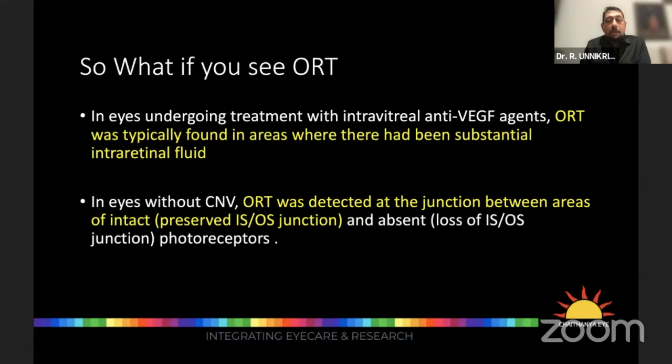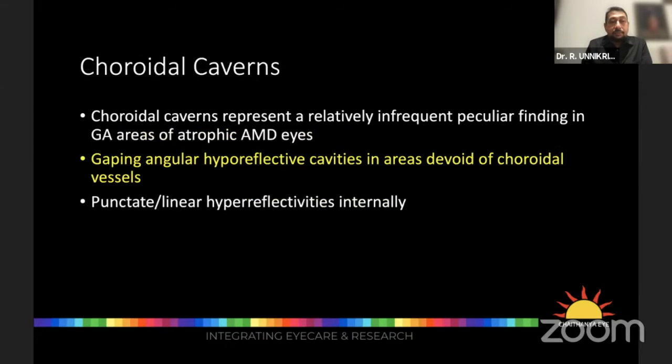So when you see ORT, you can know that ORT has been seen in the presence of previous subretinal fluid, or it is at the junction of intact, that is preserved, and damaged retina.